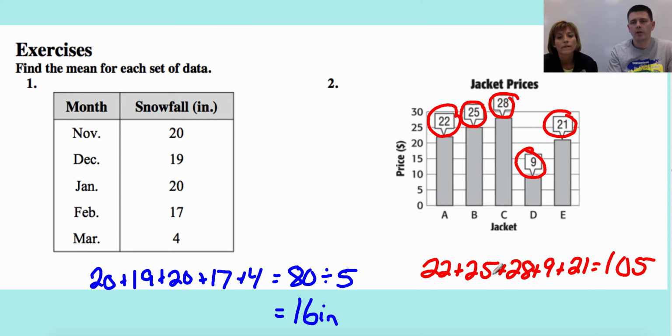There were 1, 2, 3, 4, 5 terms total, so we're going to divide by 5. Each jacket costs $21, or you have an average price of $21. We have one that was sold for $28, one that was on sale for $9, and it kind of balances off for the jackets costing $21.